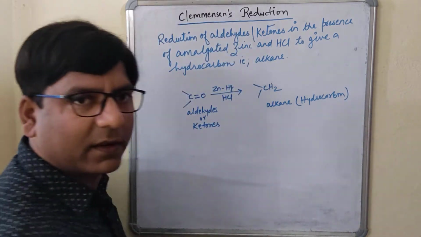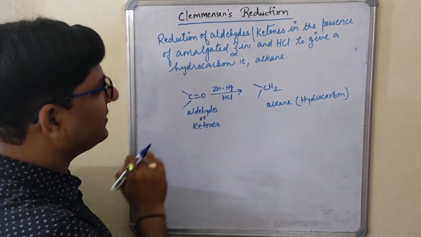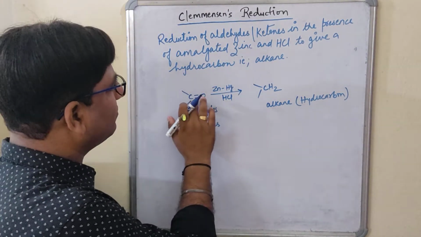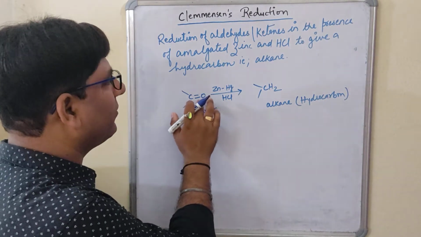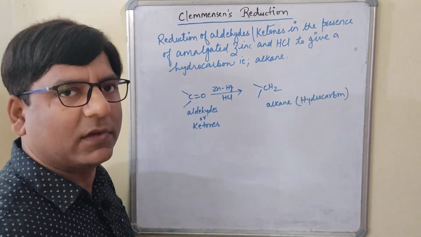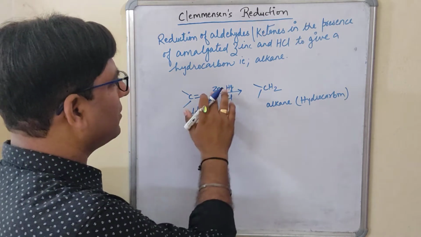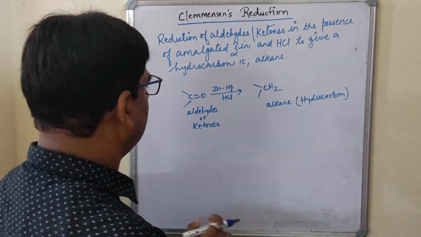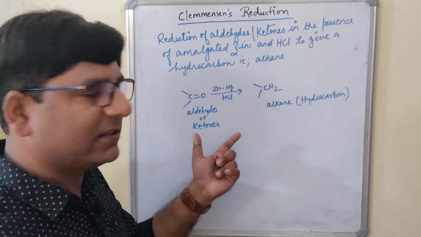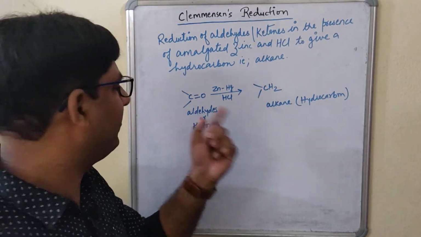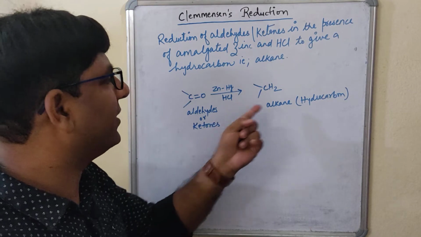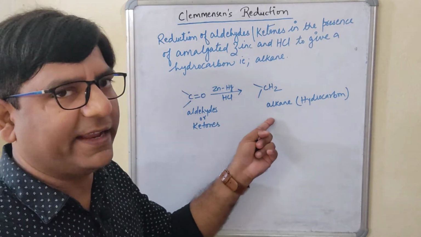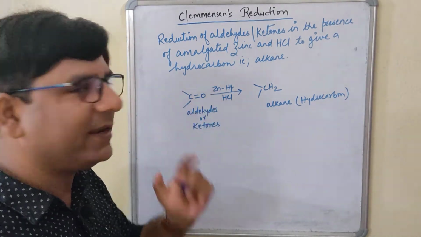Hydrocarbon. Right. So here you are noticing that this carbonyl functional group has got converted into what? CH2. Right? In the presence of zinc amalgam and HCl. Okay. Now, this is the reaction scheme. Whether you are using the aldehyde or the ketone, you will get the corresponding alkane. Right? In the presence of zinc amalgam and HCl.